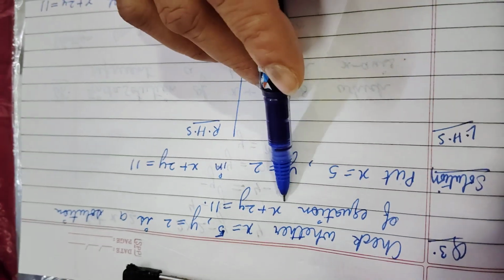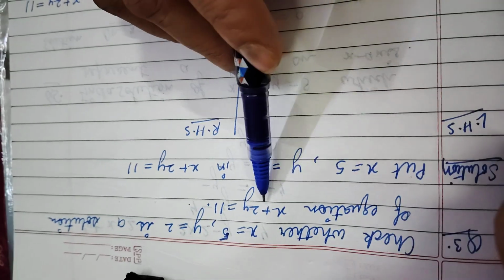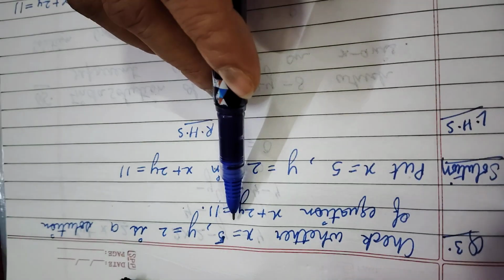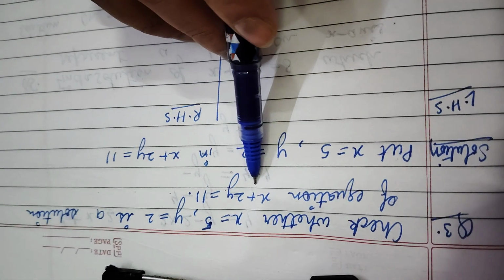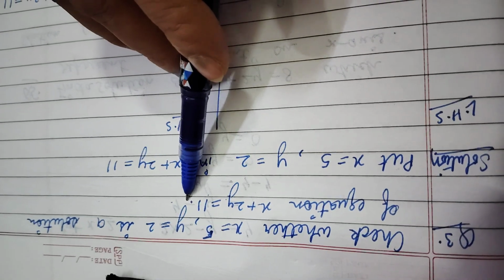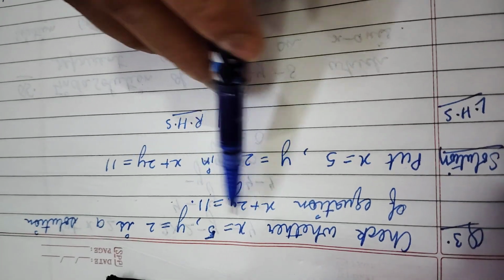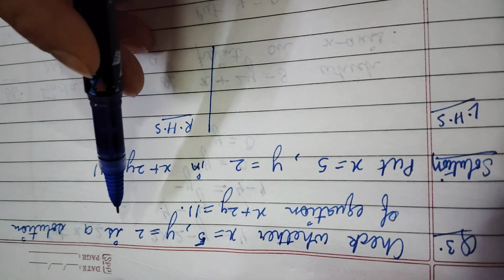So the answer is minus c. Third question is, check whether x equal to 5 and y equal to 2 is a solution of the equation x plus 2y is equal to 11. Now if we have to check whether this is a solution or not, we have to put the values of x and y in the LHS and in the RHS. If LHS is equal to RHS, that means it is a solution. If LHS is not equal to RHS, that means it is not a solution.